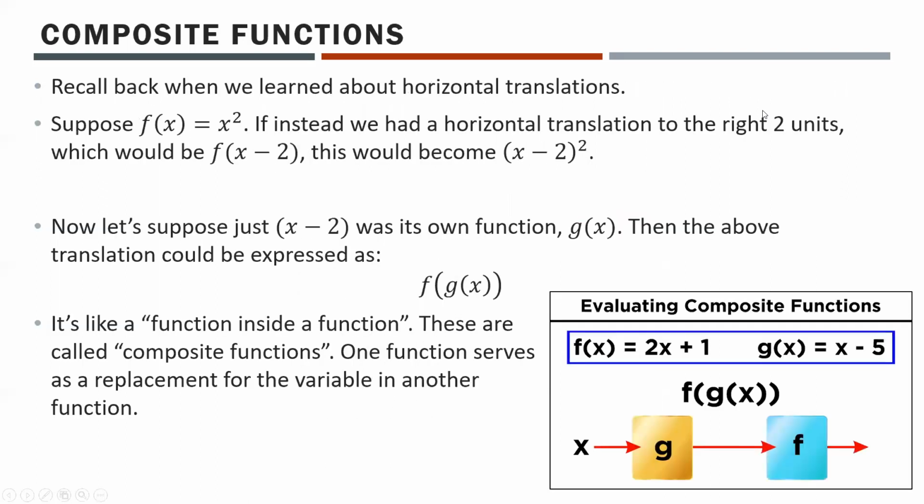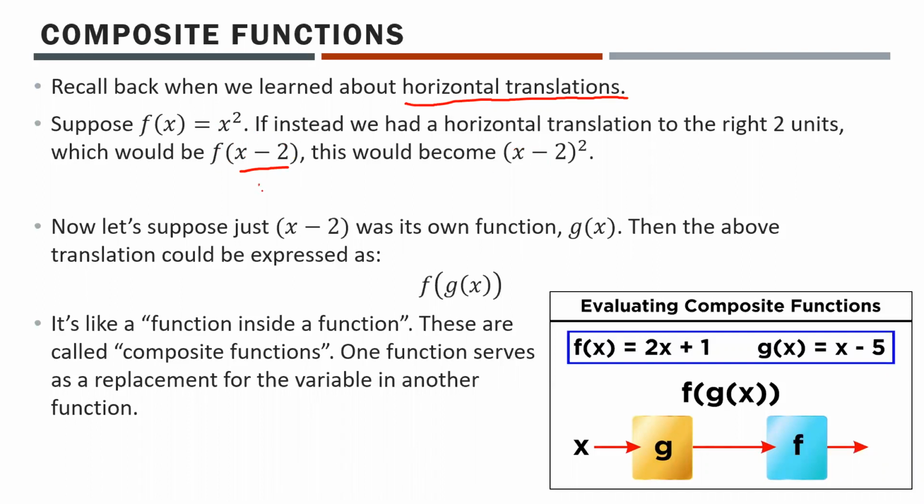Before we actually define what a composite function is, I want you to recall back when we originally learned about horizontal translations. Hopefully you remember a horizontal translation is just something that happens to the x, not to the whole f of x, but just to the x part within the f of x. So if f of x was equal to x squared, and instead we had a horizontal translation to the right by 2 units, that would be f of x minus 2, which in this case, because f of x is x squared, you just replace x with x minus 2. So it would become (x minus 2) squared.